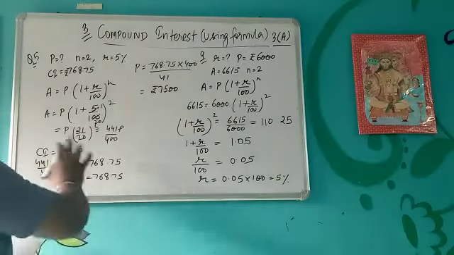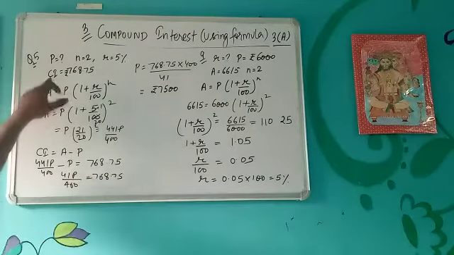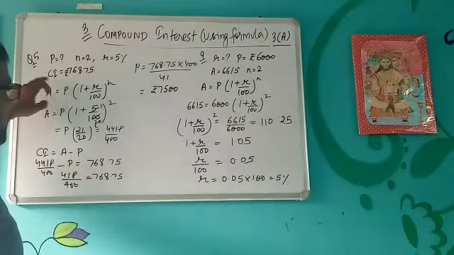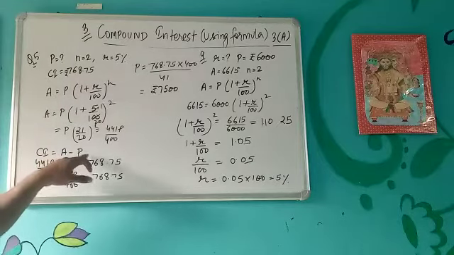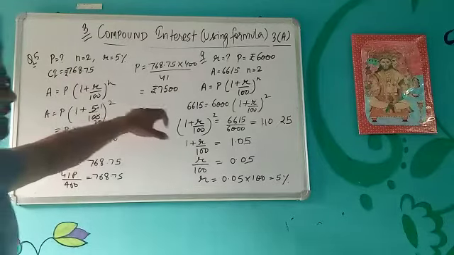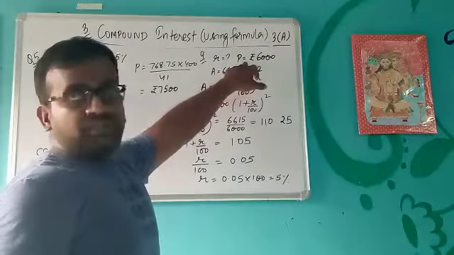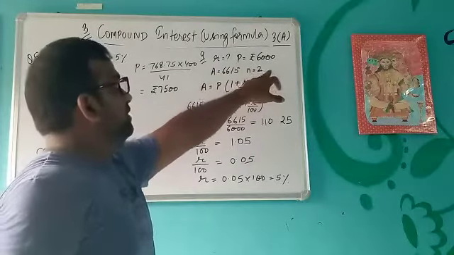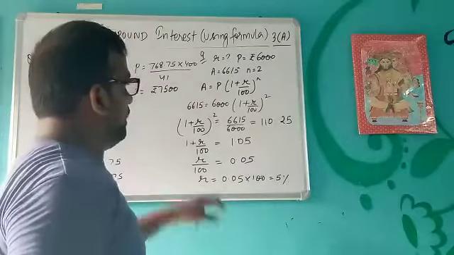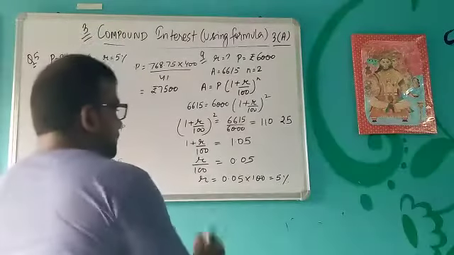So this is the difference between these two problems. In the first, compound interest was given, and with the help of this we have to calculate the principal. In this, amount, principal and time were given, and with the help of this we have to calculate the value of rate percent.